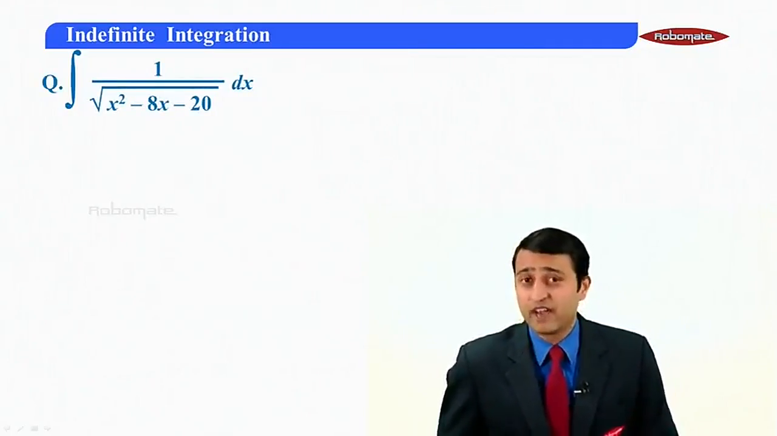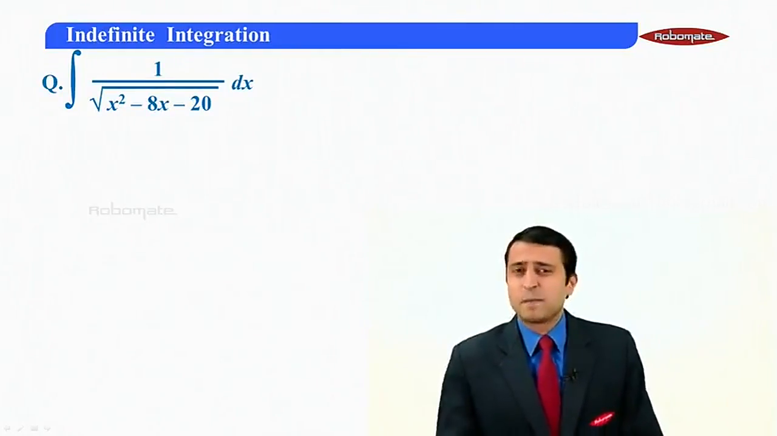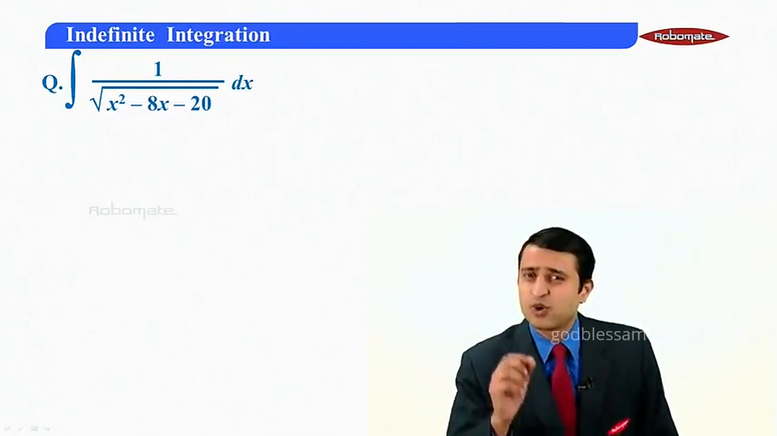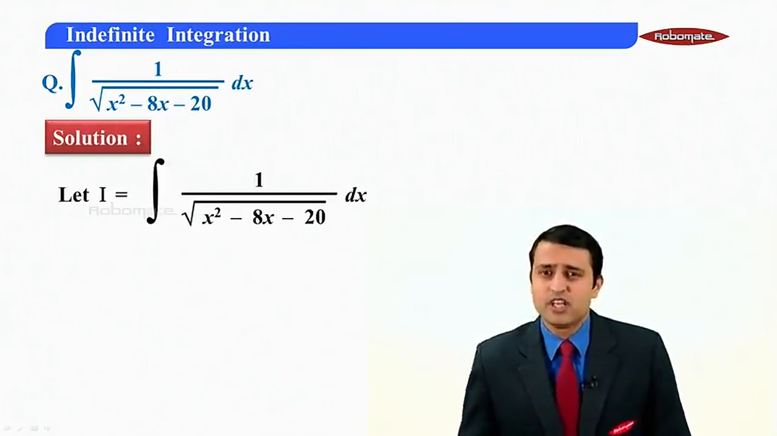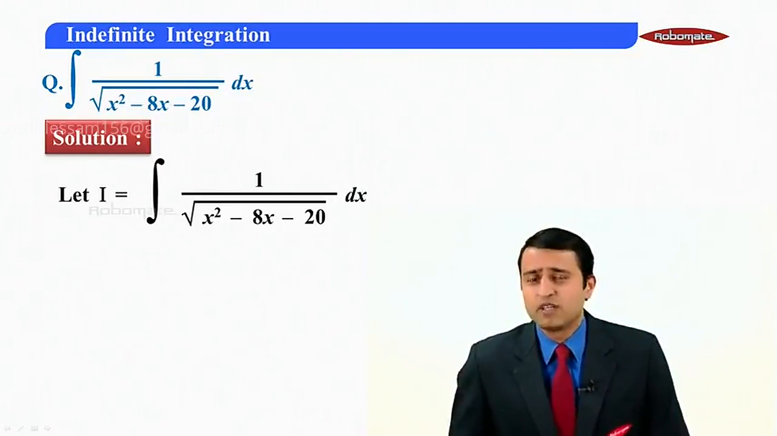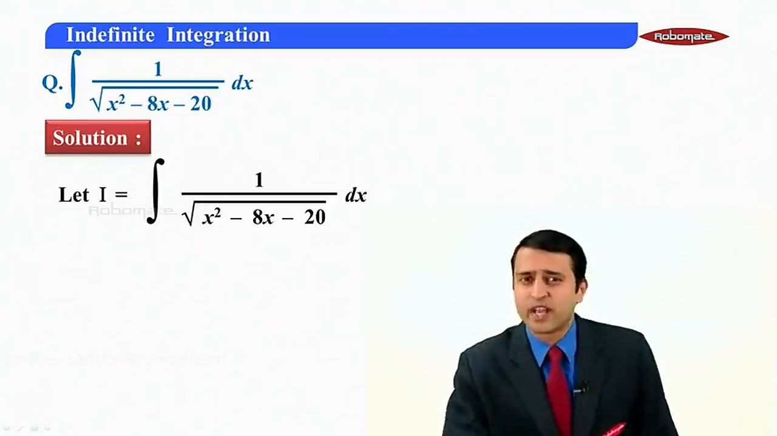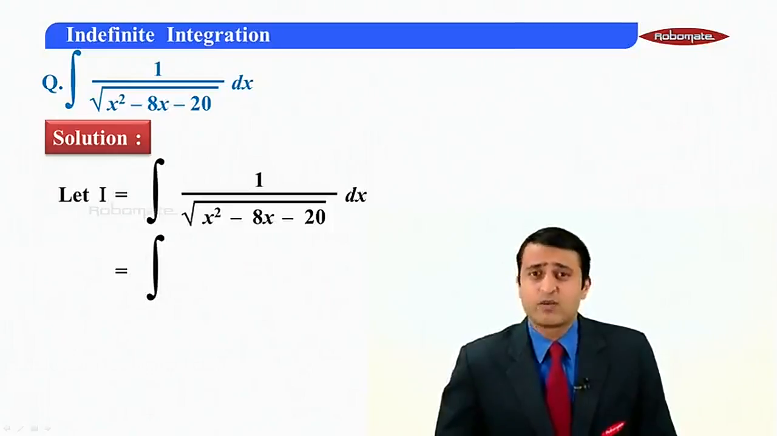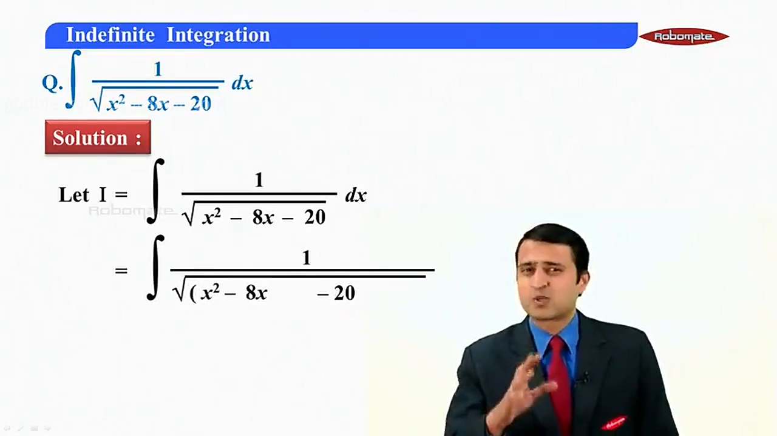Now, here we have 1 upon root of quadratic. My dear students, the method does not change, only the formula changes. So in the solution, let's copy the question, and I am supposed to convert this into the standard form. To convert into the standard form means to convert into a perfect square. So let us see that. So we'll get 1 upon root over x square minus 8x minus 20.